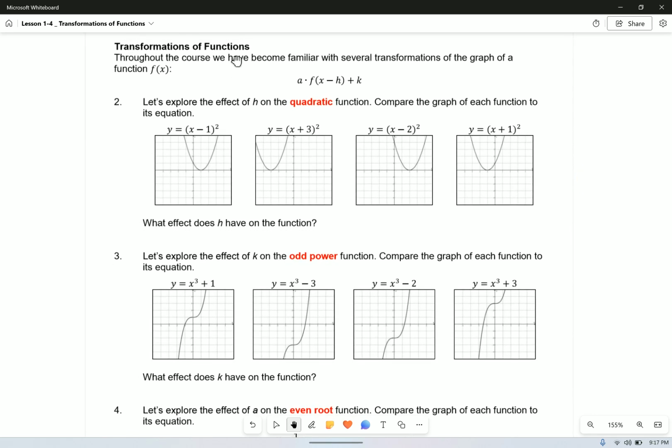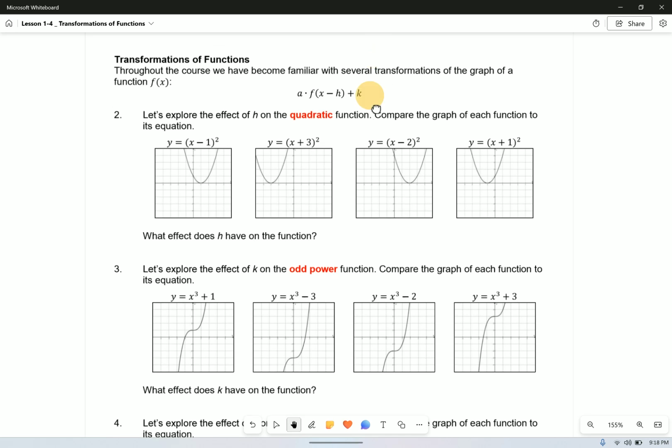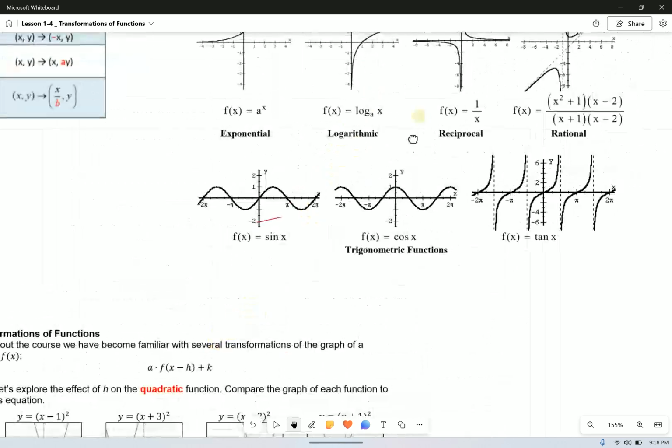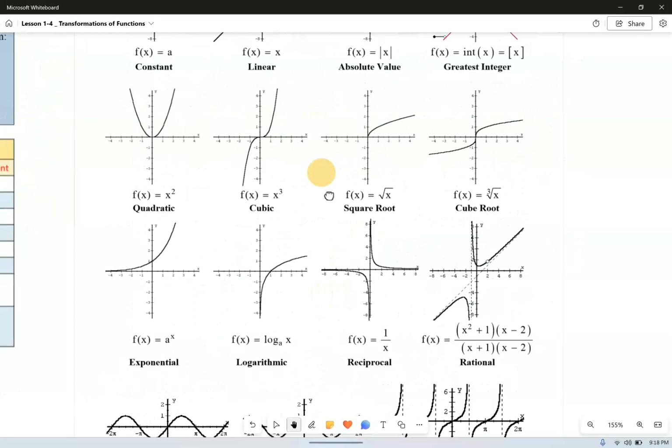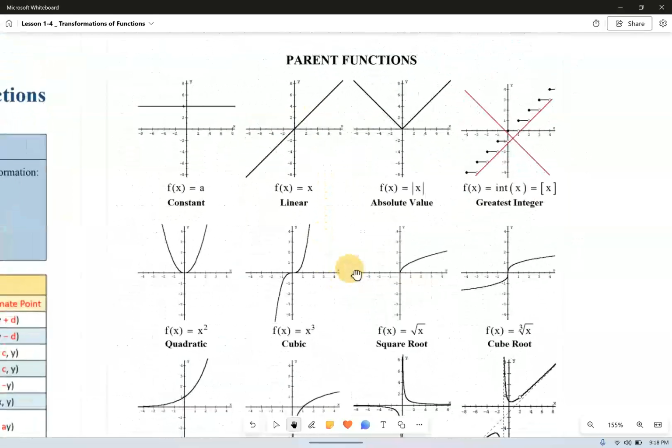So transformations of functions. Throughout the course, we have become familiar with several transformations of a graph of a function. What I mean by that is in prior units, such as those covered in Algebra 2. So this is the general format of any kind of function. And when I talk about f of x, actually, let me go back over here. These are the f of x that I'm talking about, okay? Any one of these functions right here.